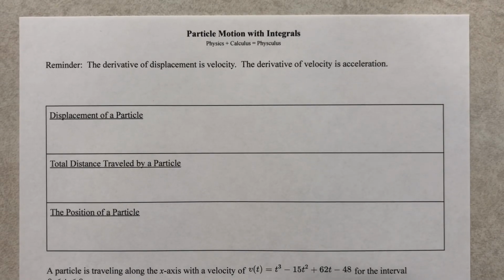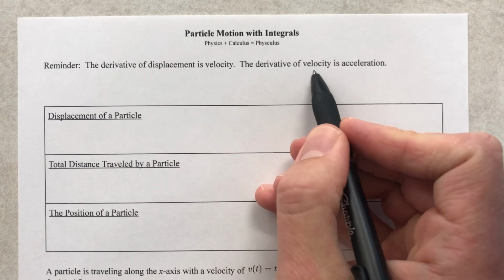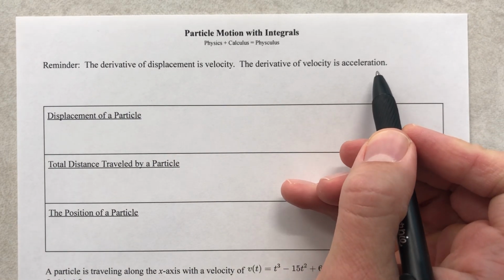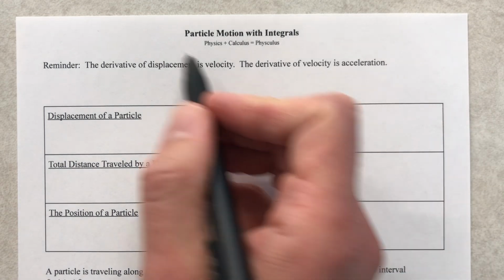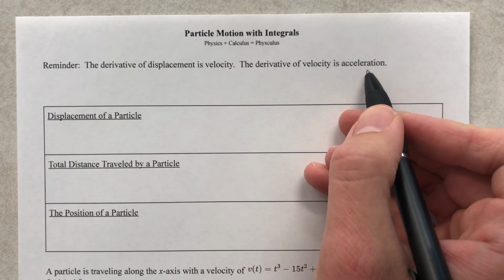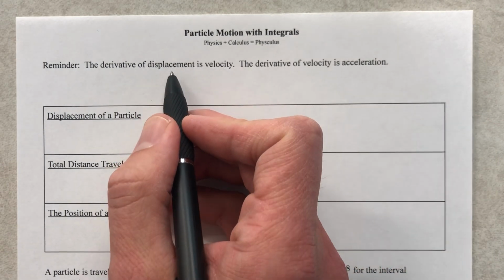Got a little reminder for you. The derivative of displacement is velocity. The derivative of velocity is acceleration. But now you know that you can work backwards with integrals. So the integral of acceleration is velocity. The integral of velocity is displacement.